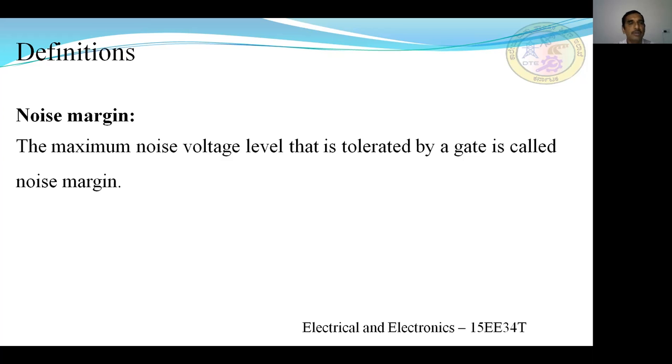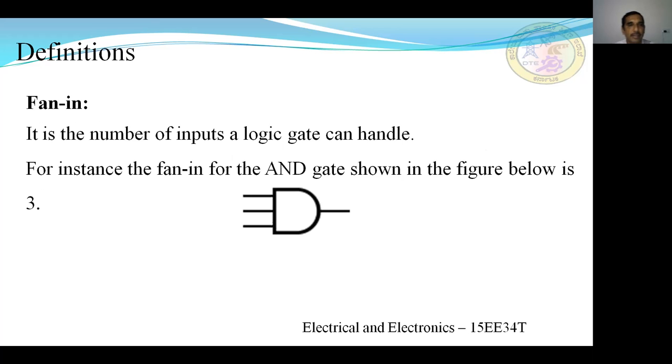Next we'll move on to the next definition, fan in. The fan in is the number of inputs a logic gate can handle. A logic gate can have a single input, 2 inputs, 3 inputs, or more than 3 inputs. The fan in basically refers to how many inputs a particular gate can handle. In data sheets, they will mention the fan in. By seeing the data sheet, we can understand how many inputs a particular gate can handle. That is called the fan in.